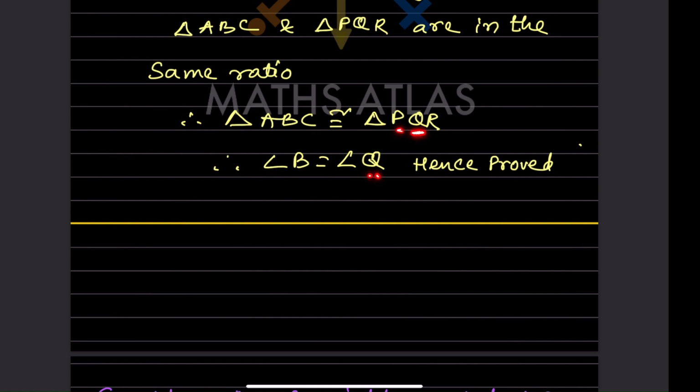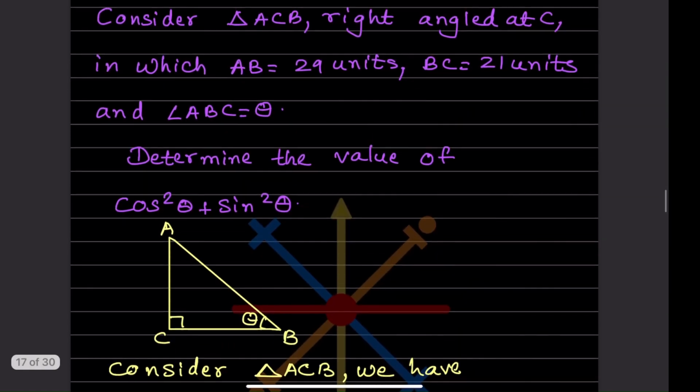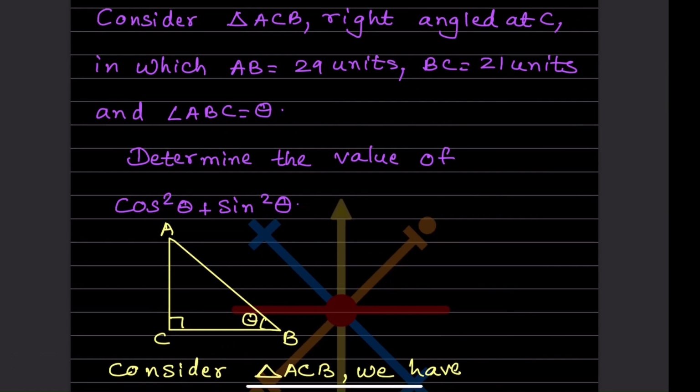So that is angle Q. So we can write here angle B is equal to angle Q. So we have to write this one, hence proved, because we have to prove it. So the next one, consider triangle ACB, right angled at C.